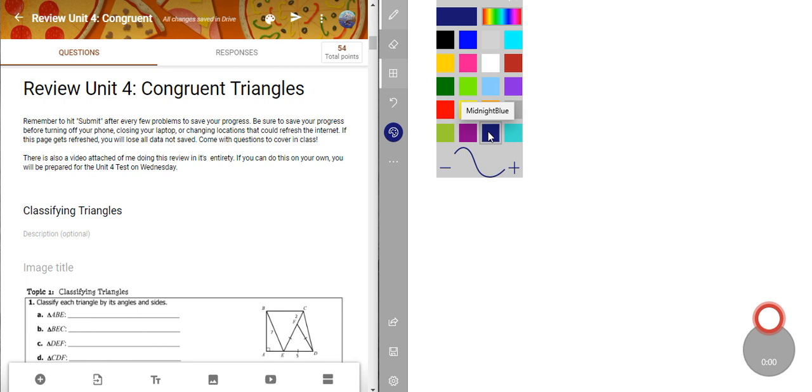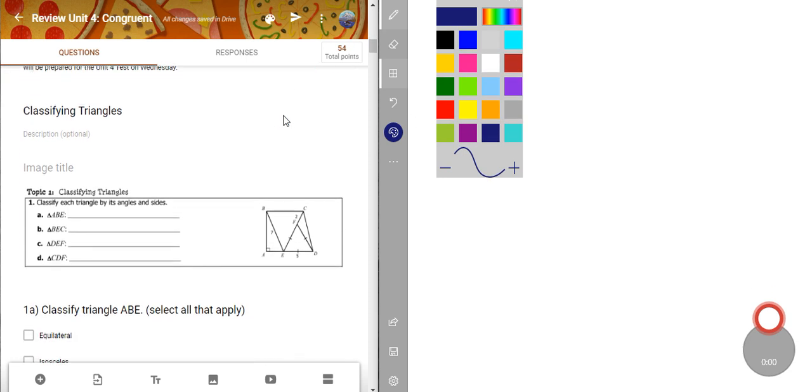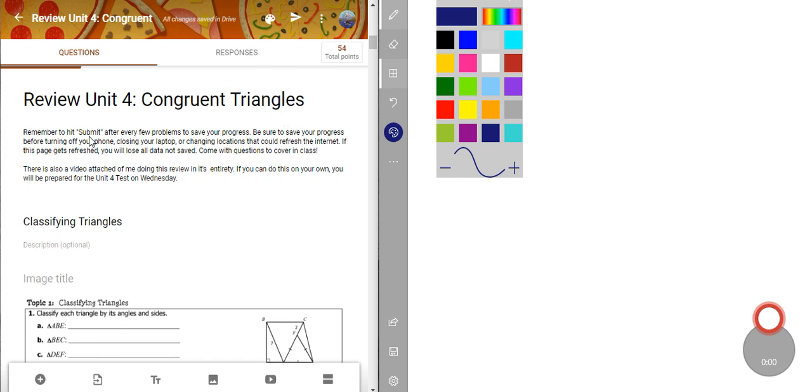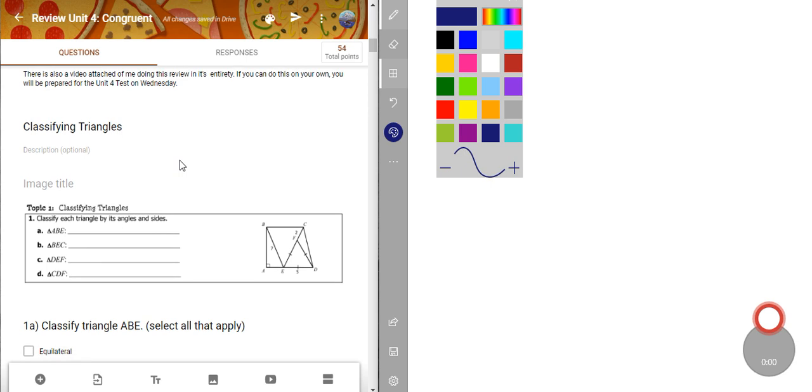I'm probably going to go way too fast as usual, but the beauty of this being on record is you can hit pause, try the problem yourself, watch how I do it, kind of in fast forwarded mode almost, and then give it a shot yourself. As you're taking this, make sure you're hitting submit after every few problems. I'd hate for you to lose your progress. The only way for it to save is by hitting submit. And this is the video that's attached to help you through it.